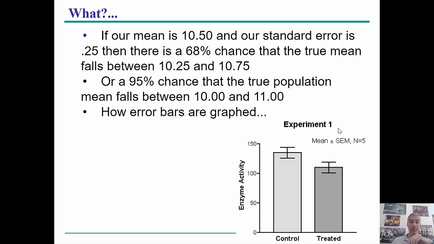So if you can see here, now this is just one-time standard error of the mean. Technically, these error bars should be double that. As I said, you can do one, but AP Bio wants you to do two. So this is showing you how you would graph those error bars.